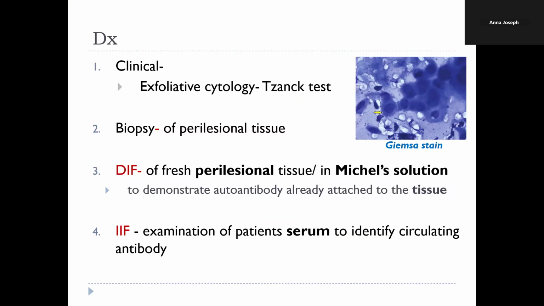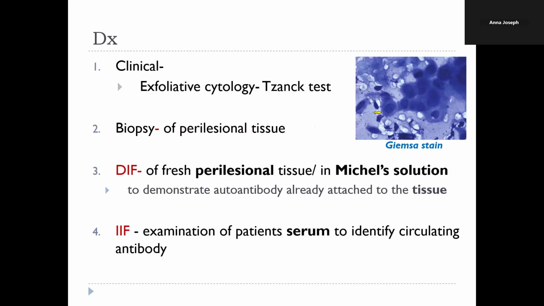Coming to the diagnosis, it can be taken in several phases. The first part of the diagnostic examination would be clinical and the chairside tests. The clinical chairside tests include the Nikolsky sign and the Asboe-Hansen sign. Further, an exfoliative cytology from a freshly ruptured intact vesicle will reveal Tzanck cells, and the test is called a Tzanck test. Second diagnostic procedure would be a biopsy of the perilesional tissue.